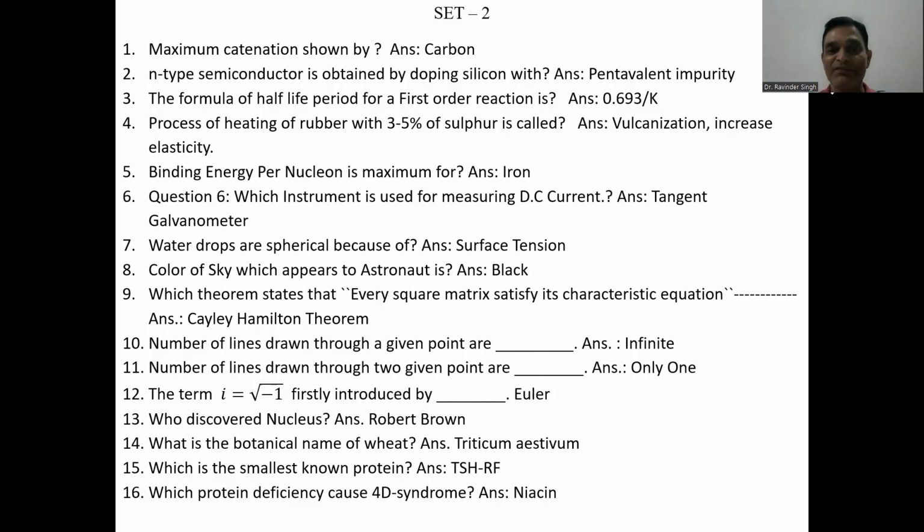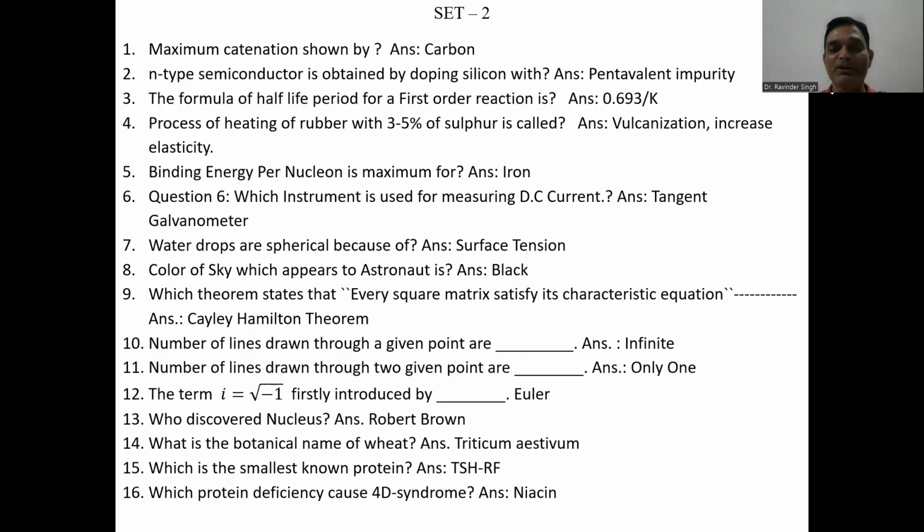Which theorem states that every square matrix satisfies its characteristic equation? Answer is Cayley-Hamilton theorem. Question number 10, the number of lines drawn through a given point are, answer is infinite. The number of lines drawn through two given points, answer is only 1.